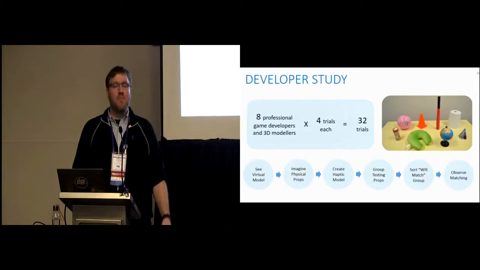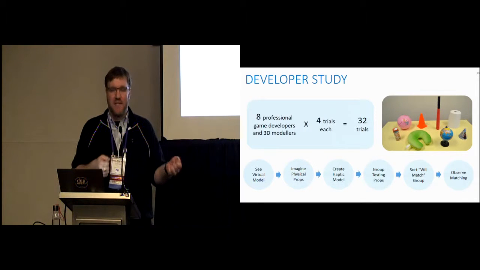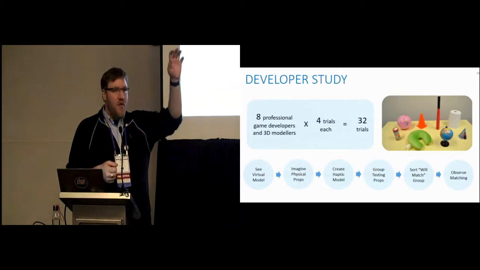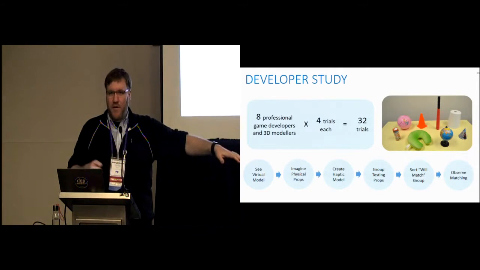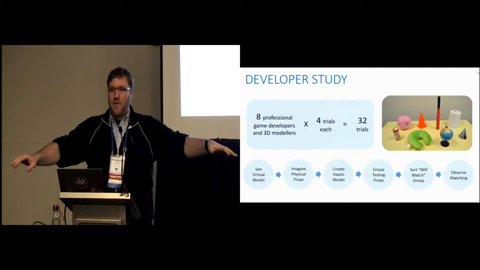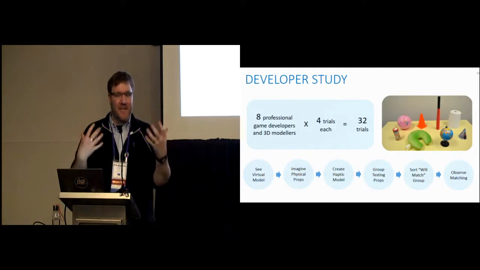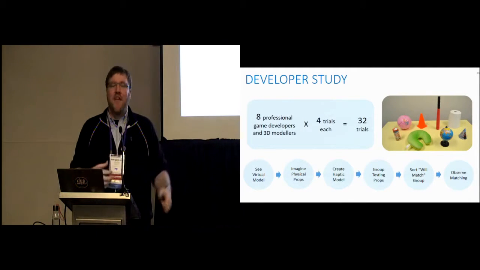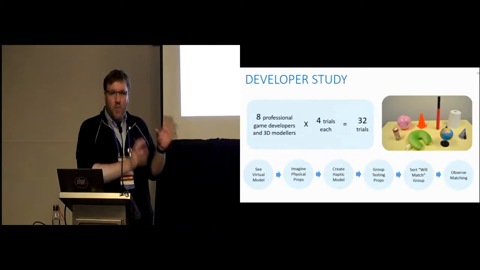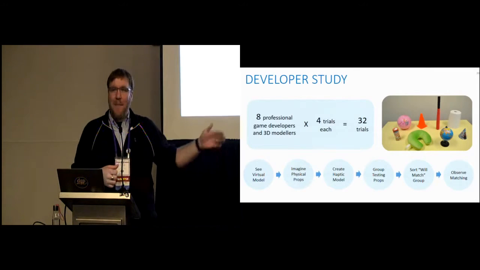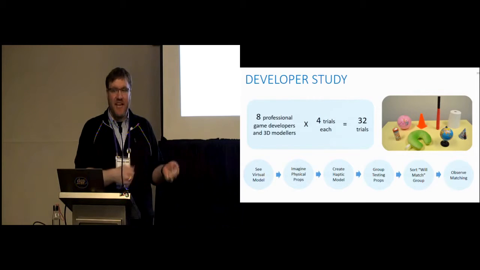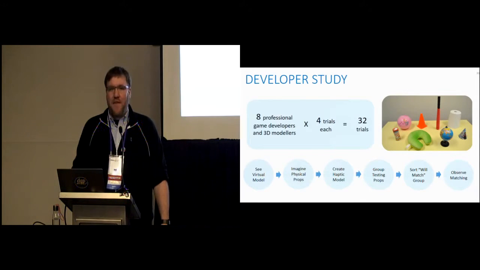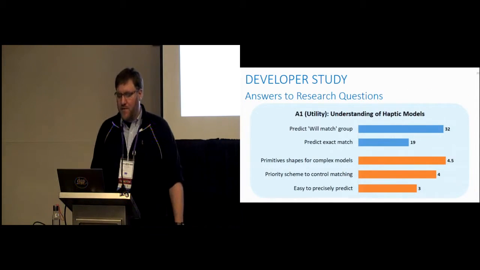We then brought out a box of props and said, okay, now that you've created your haptic model, take these props and categorize them into those objects that will match your model and those objects that won't. And of course, the goal here is to understand, could they understand the implications of their model? And then finally, for the set of objects that will match, which one would get matched first if they were in the same scene together, the same living room together? And then finally, we observed the results.